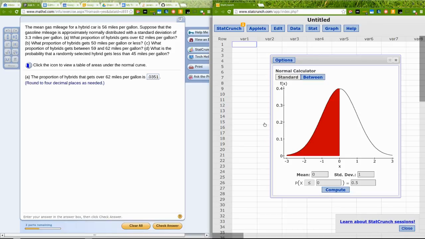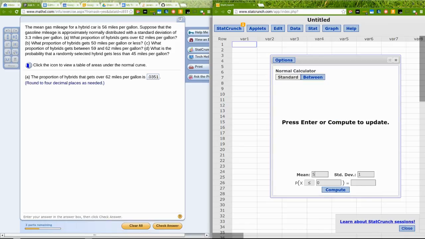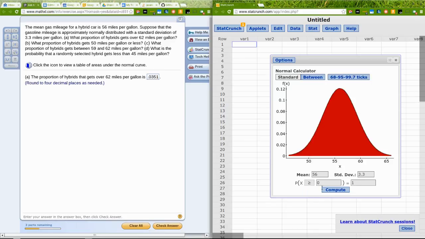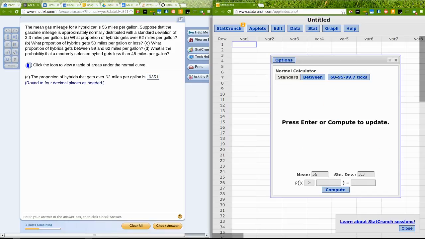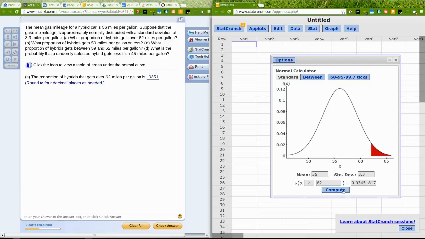But we can input our mean, which is 56, and our standard deviation, which is 3.3, into this calculator. And then we can use the probability that the random variable is greater or less than certain values here. For part A, it's the proportion of hybrids that get over 62 miles per gallon. So we want to know the probability of a hybrid getting 62 miles per gallon or greater. Just hit compute, and you get a decimal.